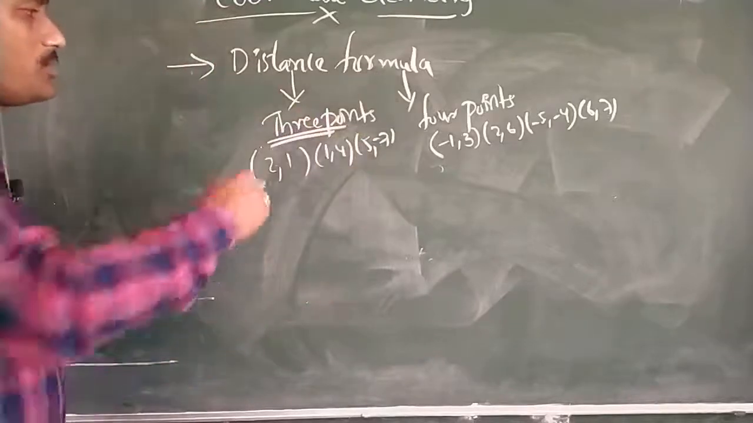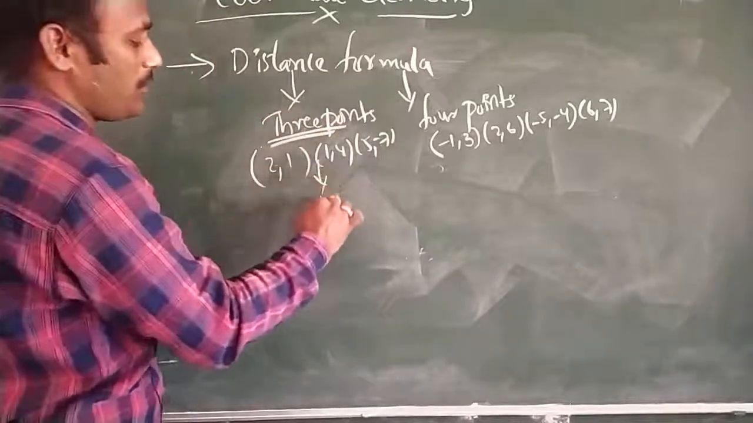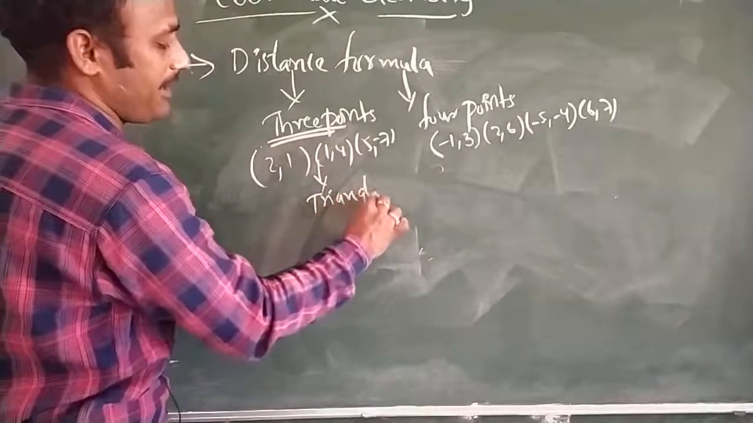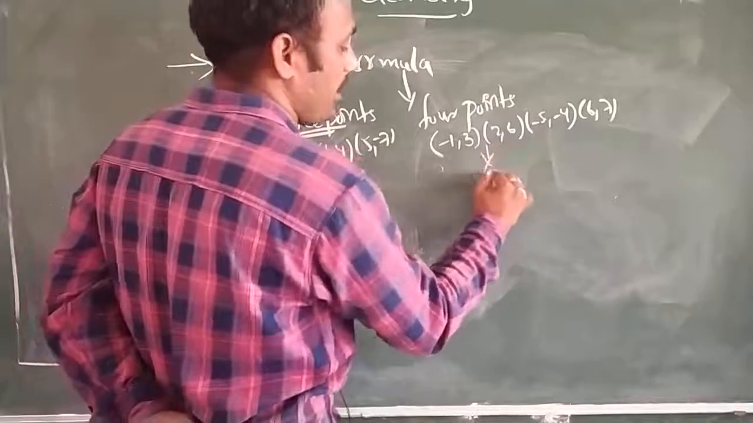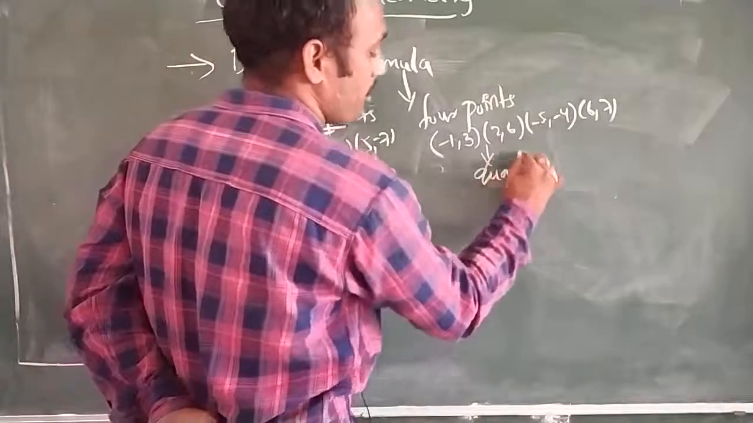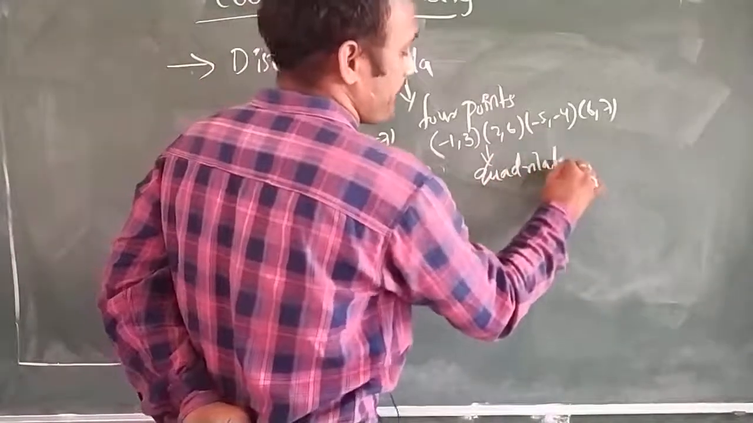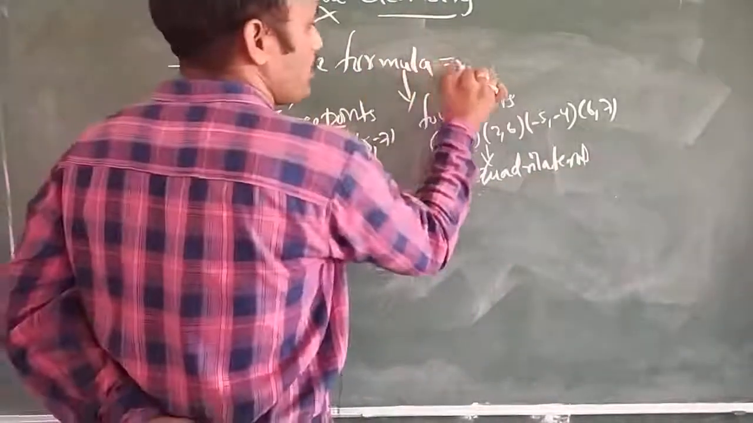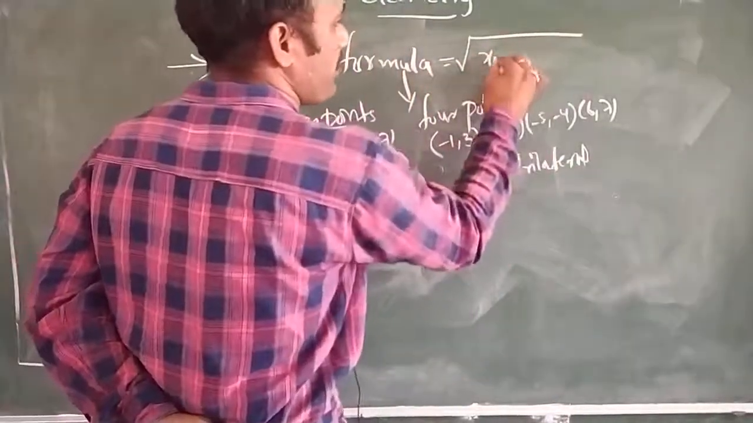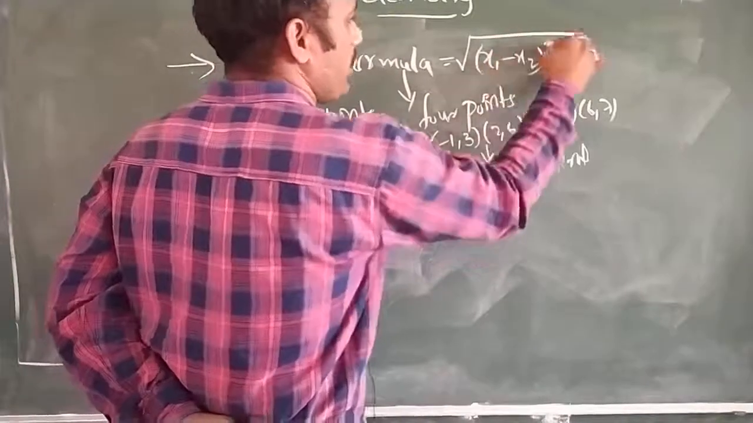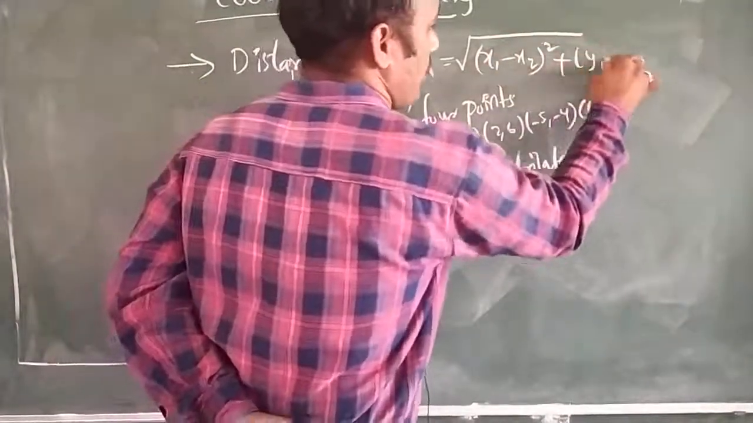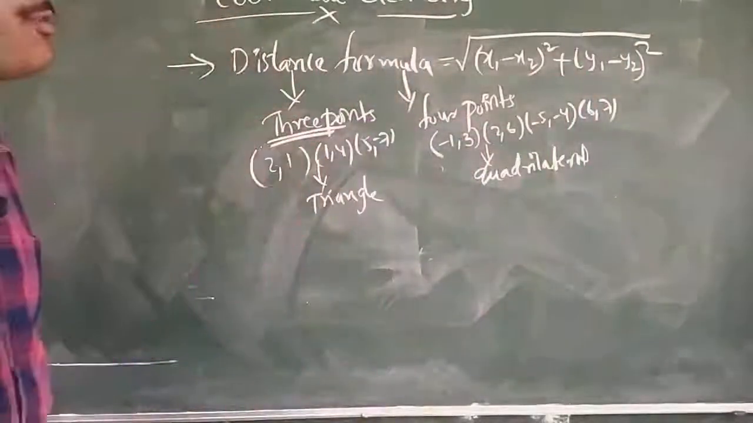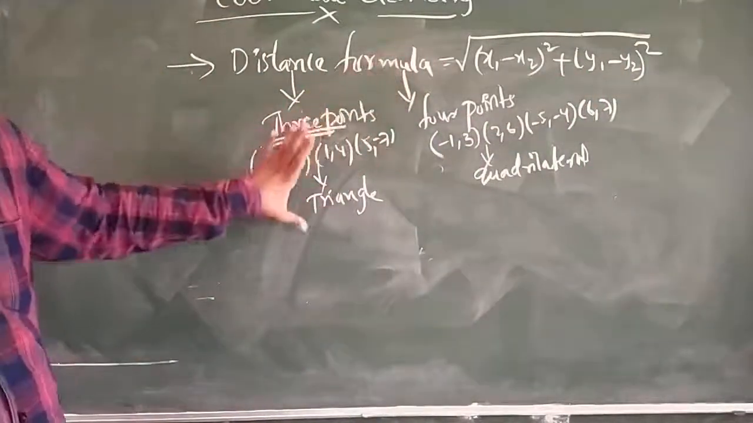if 3 points are given, we have to think about a triangle. Why? Because with 3 line segments we are going to get a triangle, and here we are going to get a quadrilateral. So, we know the distance formula is the root of (x1 minus x2) whole square plus (y1 minus y2) whole square. By using this single formula, we can do all these things.